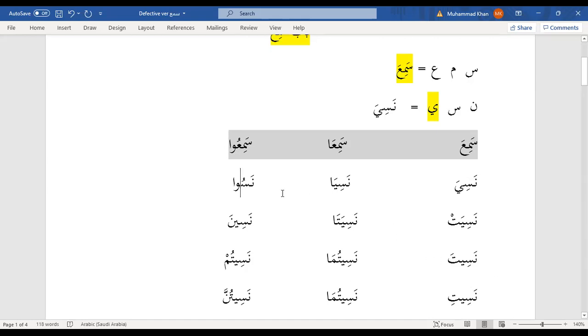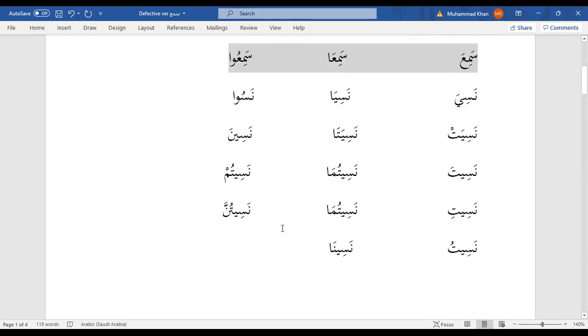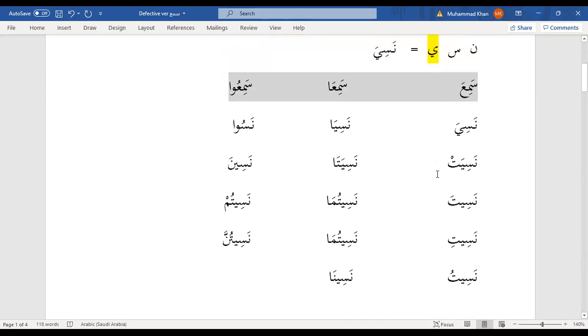So Nasiya, Nasiya, Nasu, and then the rest will be the same as we have for Samia. So it will be Nasiyat, Nasiyata, Nasina, Nasita, Nasituma, Nasitum, Nasiti, Nasituma, Nasitunna, Nasitu, and Nasina. So it's the same as Samia, Samia, Samiu, and Samiyat. If you want more, you can write the complete conjugation of Samia and the complete conjugation of Nasiya by yourselves, and inshallah, it will be easy for you.